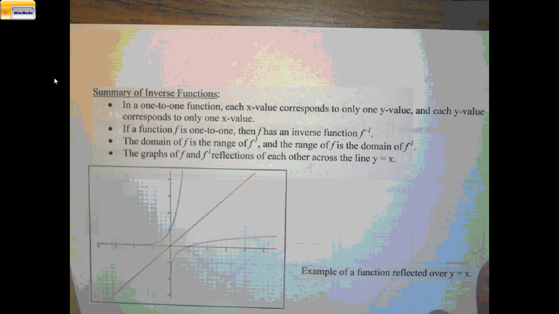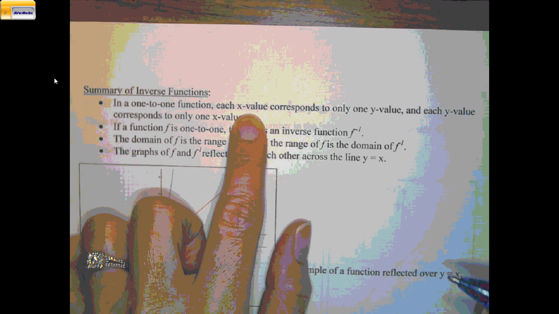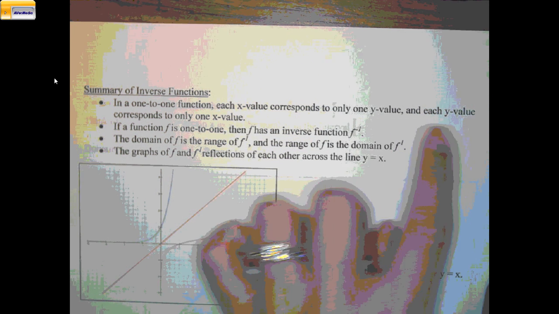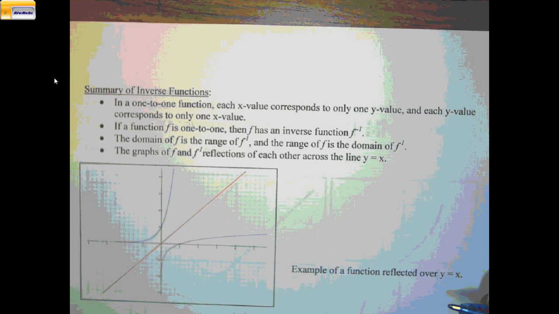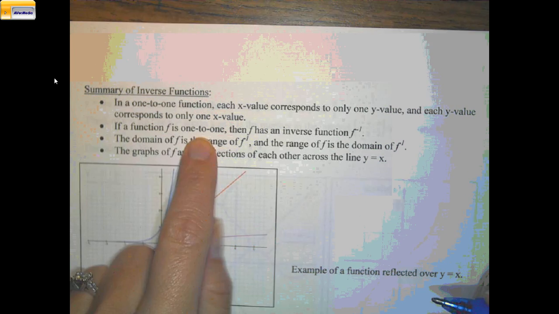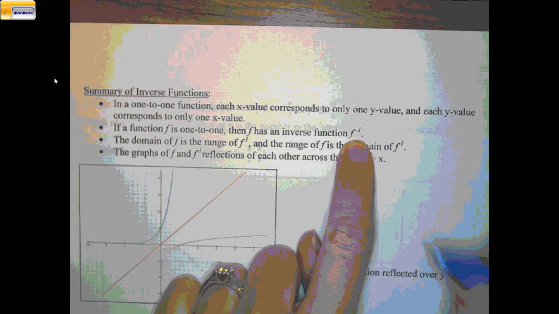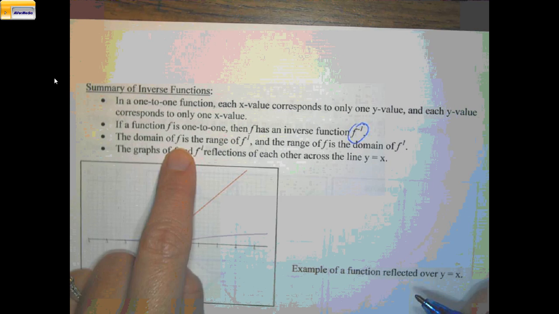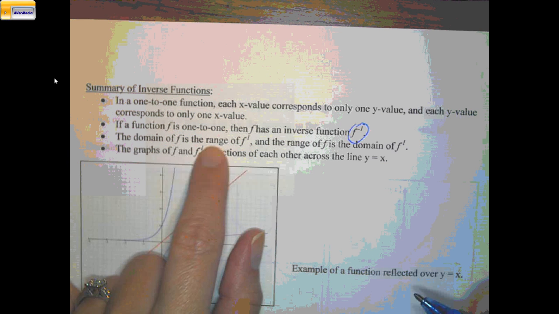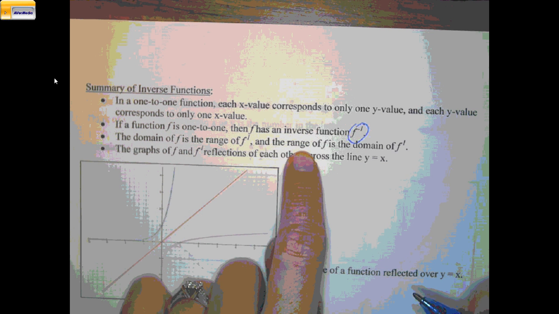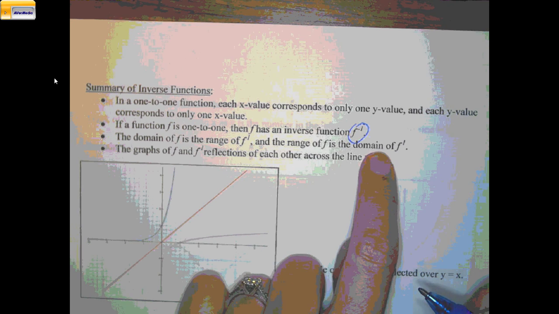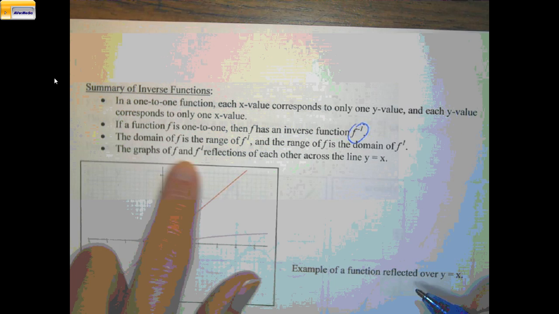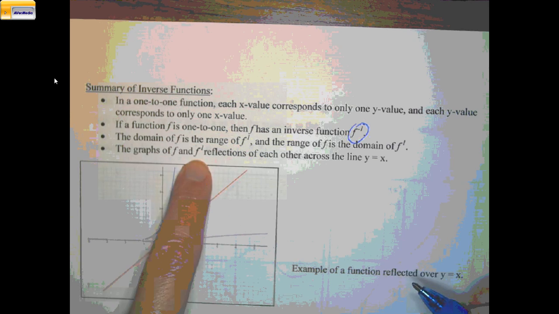Summary of inverse functions. In a one-to-one function, each x value corresponds to only one y value. We just said that. And each y value corresponds to only one x value. If a function f is one-to-one, then f has an inverse function that looks like this. The domain, the x's of f, would be the range for the inverse. The range of the inverse is the domain of f. Basically, you're swapping your x's and y's. The graphs of f and f to the -1, so the function and its inverse, are reflections of each other over the line y equals x.